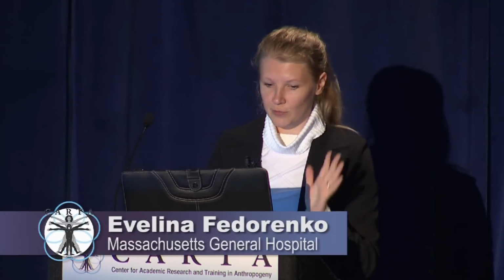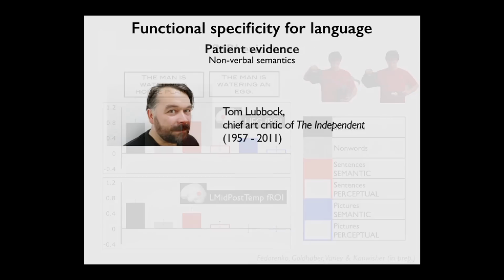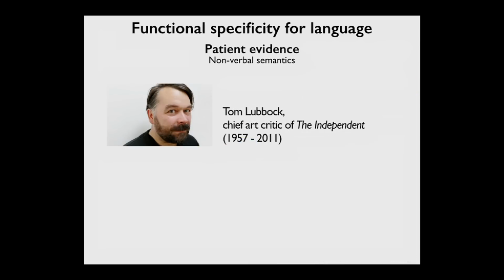So to answer this question more definitively, we're turning to the patient evidence again. If parts of the language system are critical for processing meaning in non-linguistic representations, then aphasic individuals should have some difficulties with nonverbal semantics. First, I want to share a quote with you from Tom Lubbock, a former art critic at the Independent, who developed a tumor in the left temporal lobe, which eventually killed him. And as the tumor progressed and he was losing his linguistic abilities, he was documenting his impressions of what it feels like to lose the capacity to express yourself using verbal means.